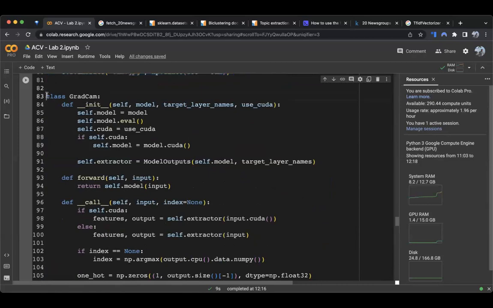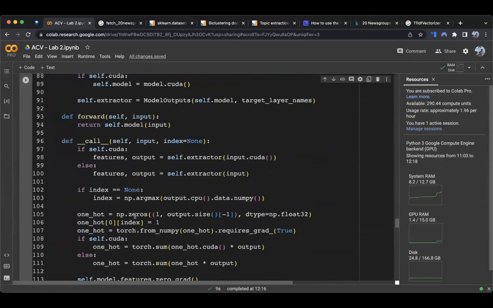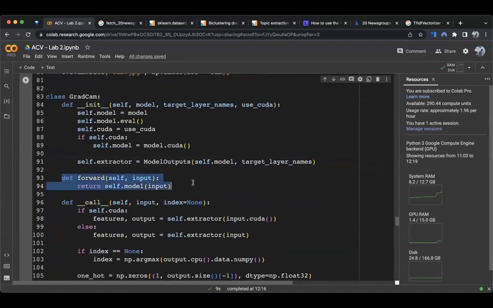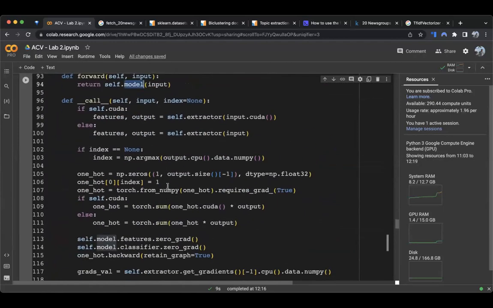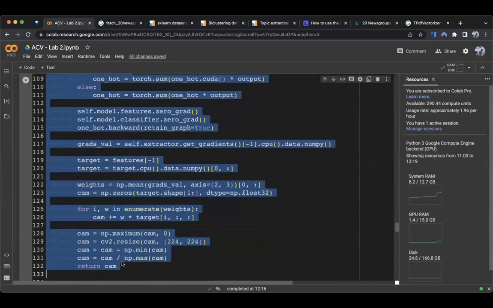And then we go to GradCam. Here it's going to be pretty simple now that we have seen those two steps. Here it's going to be exactly what we have said in the lecture. So here, if you have CUDA, you will send the model to CUDA. If you don't, you don't. You have your extractor in here. You have the basic forward function, which is just forwarding the input through the model. And this is the call function. This is what your actual code is, right?